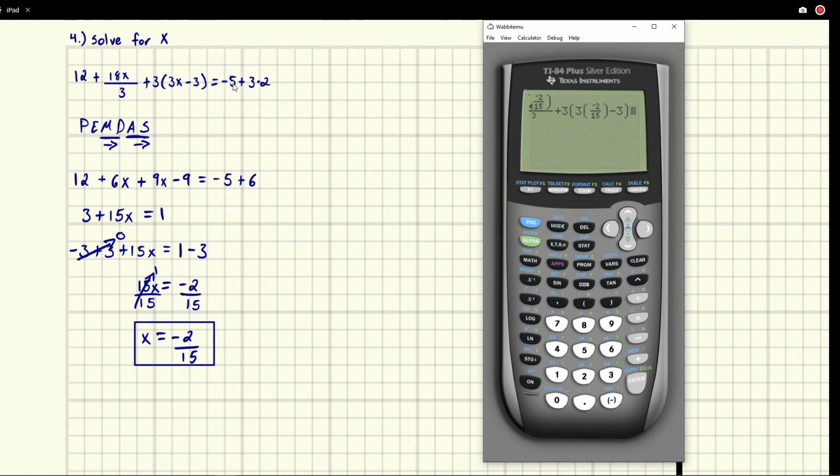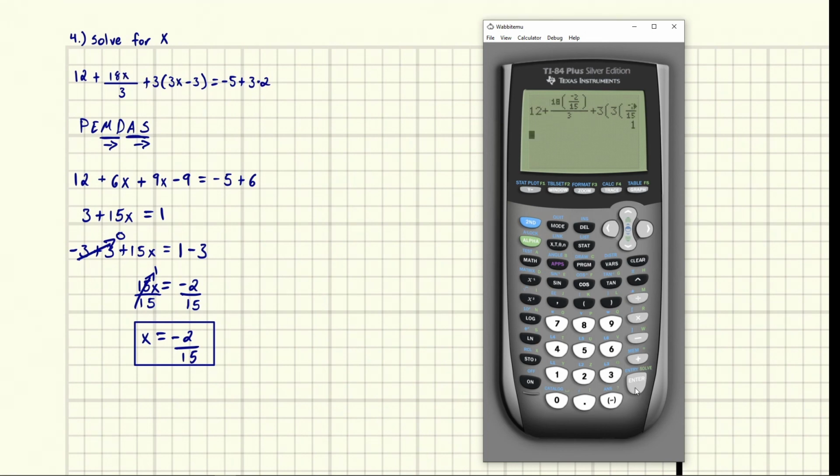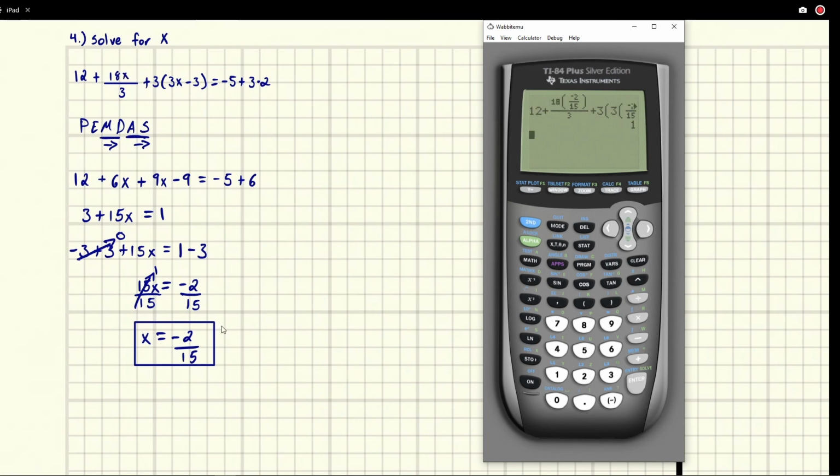So we already know that this side's equal to 1. So if this side turns out to be 1, then we know that our answer is correct. And we hit enter, and we get 1. So this is evidence that we did it correctly, and we have a high degree of confidence that this is the correct answer, that we did not make a mistake.